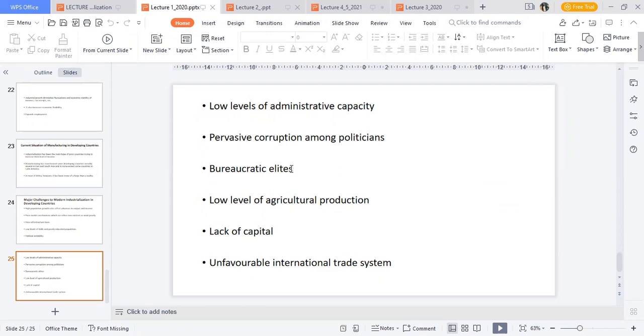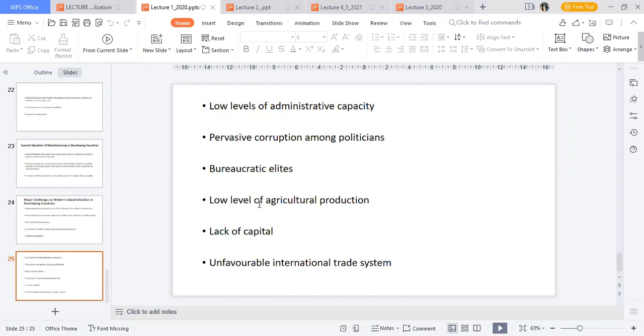Bureaucratic elites. What does it mean? It means that before you can even implement any industrialization in Ghana, you have to go through some process. You have to go to the municipal assembly. You have to go to the Land Commission. You have to go and see the Ministry of Lands. You have to go through a lot of process. That's what is meant by bureaucratic elites.